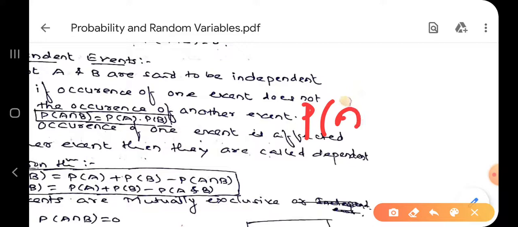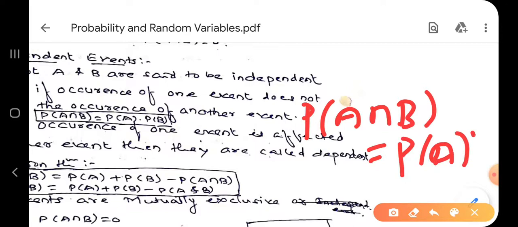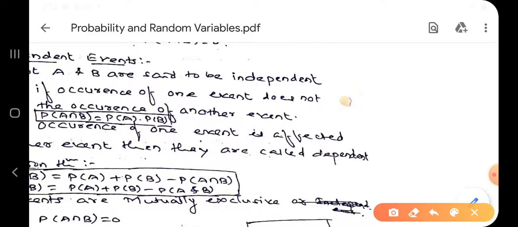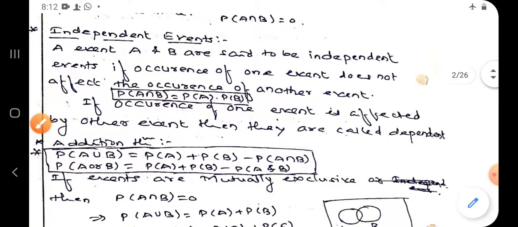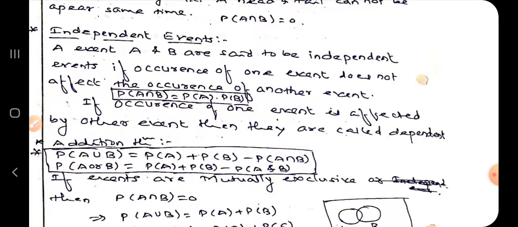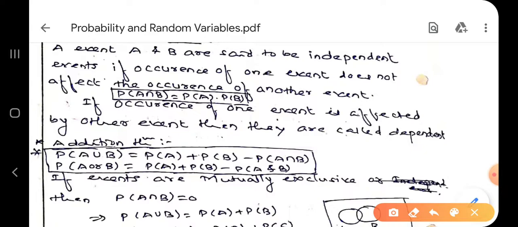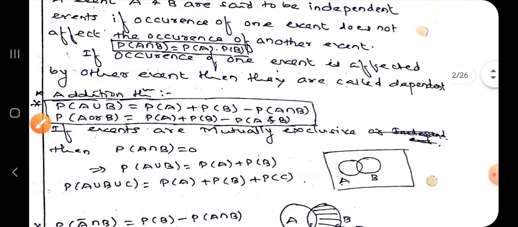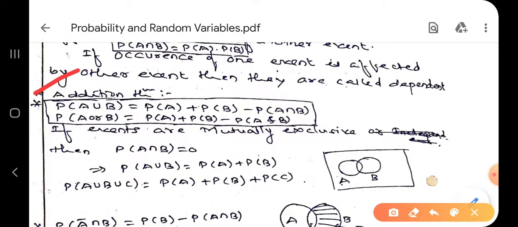P of A intersection B is equal to P of A into P of B, the product. Right? And if it is affected, suppose occurrence of event A is affected by occurrence of event B, then those events are called dependent events. Correct? Now, from this, we can define addition theorem. P of A union B is equal to P of A plus P of B minus P of A intersection B.